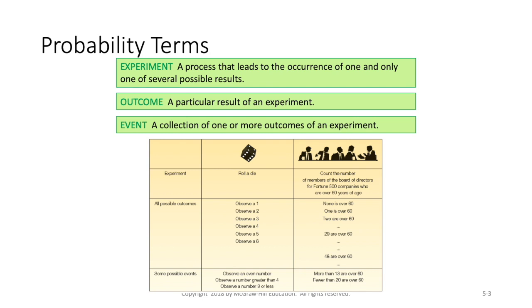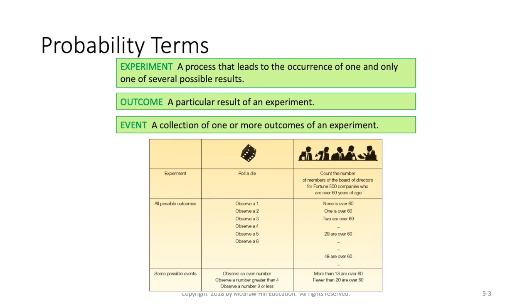Then we have some definitions. An experiment, an outcome, which is the result of the experiment, and then an event, which is a collection of outcomes from an experiment. And we have two examples here. Our experiment could be the roll of a die. All the possible outcomes, well, we could observe any number from 1 to 6. Some possible events would be things like observing an even number, observing a number greater than 4, less than 3, and so on and so forth.